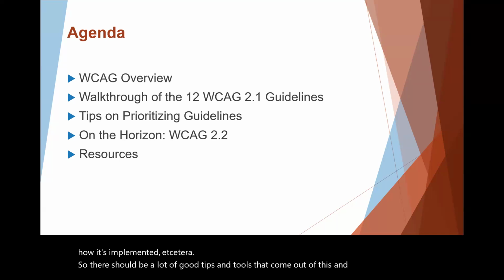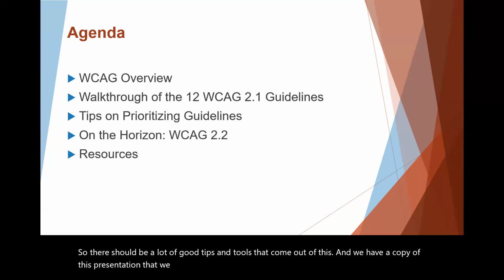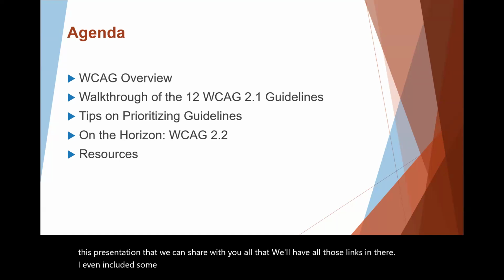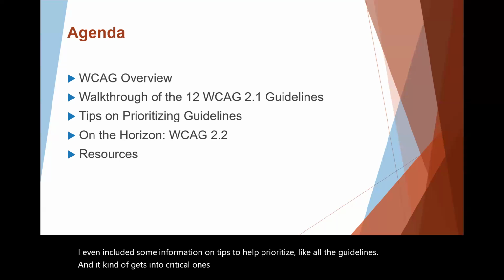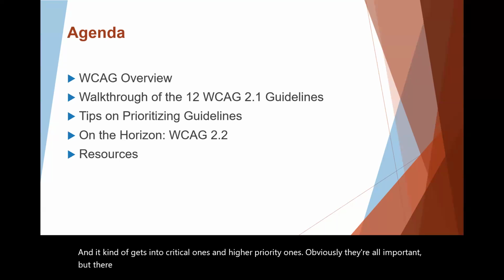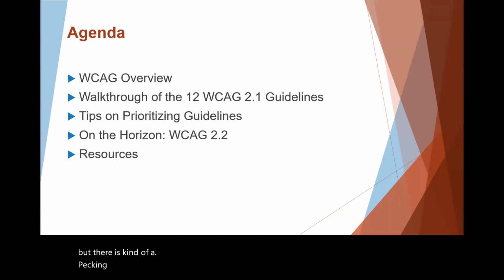So there should be a lot of good tips and tools that come out of this, and we have a copy of this presentation that we can share with you all that will have all those links in there. I even included some information on tips to help prioritize all the guidelines, and it gets into critical ones and higher priority ones. Obviously, they're all important, but there is a pecking order priority, as some of them have a greater impact on accessibility as far as stopping you in your tracks, so to speak.